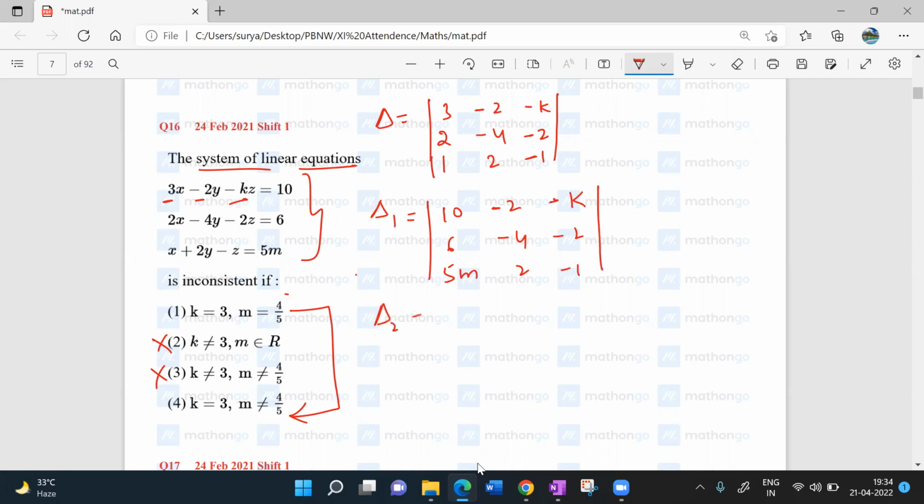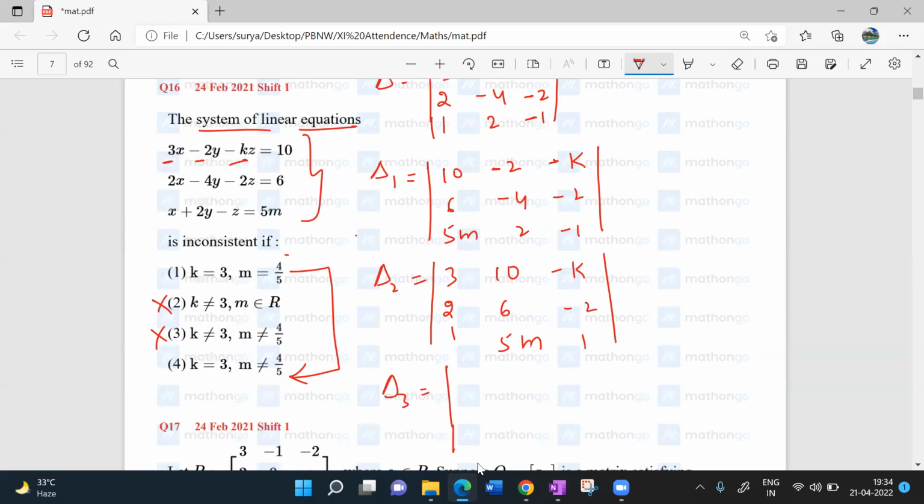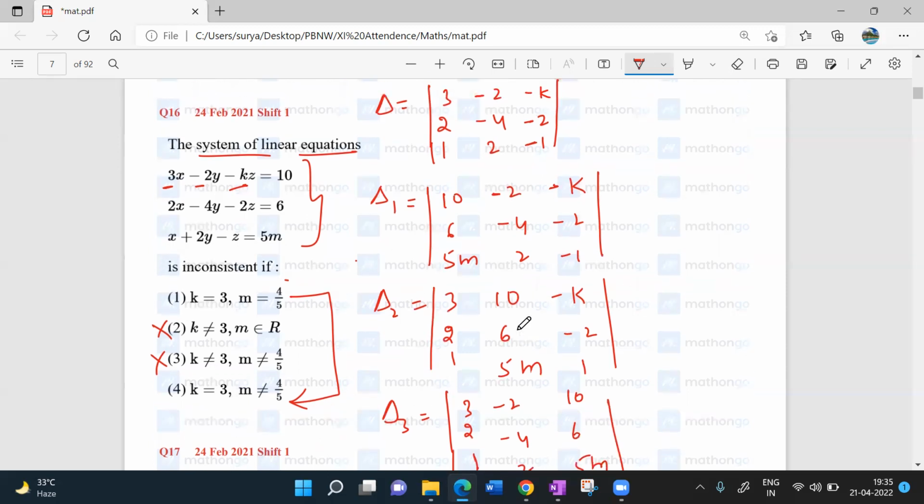What is determinant 2 now? Determinant 2 is what? I'll be writing the constant terms in place of column 2. So column 1 will be the same, 3, 2, 1, and 10, 6, 5m here. Now column 3 will be the same again. Then delta 3 is what now? I'll be writing the constant terms in place of column 3. So then column 1 and column 2 will be the same: minus 2, minus 4, 2 and 10, 6, 5m. Okay, these are the different determinants I got now. In fact, four determinants.